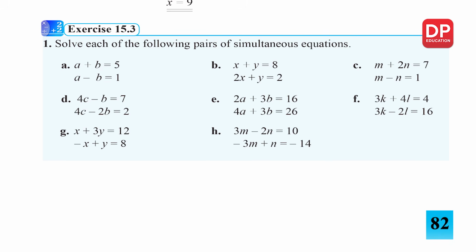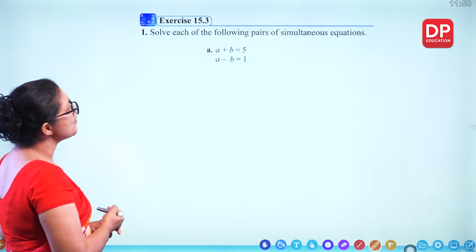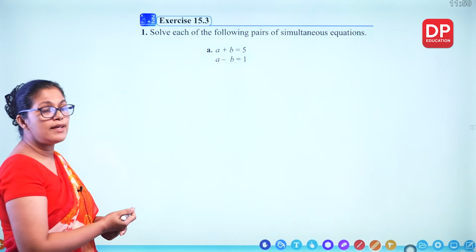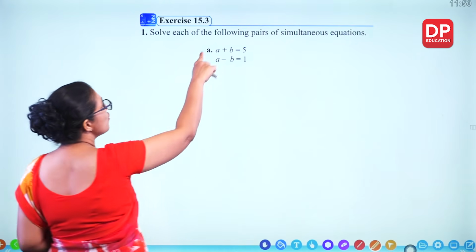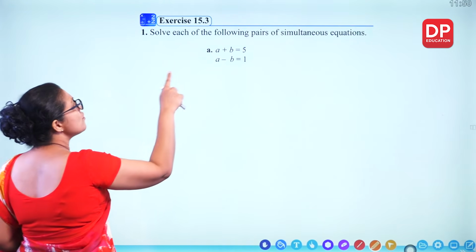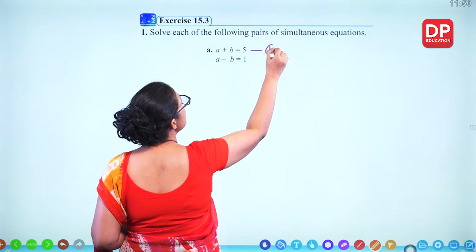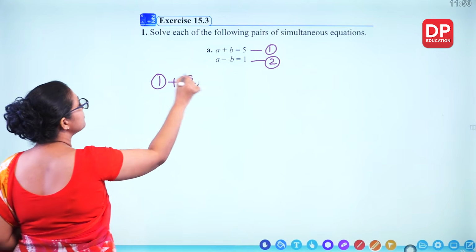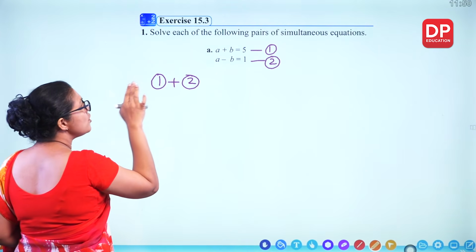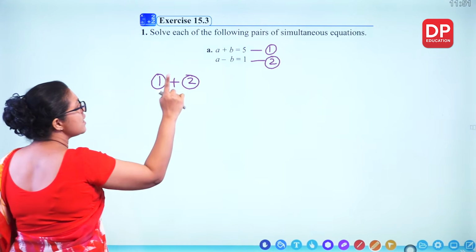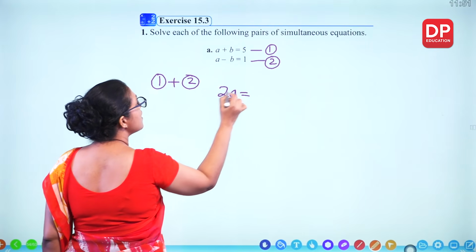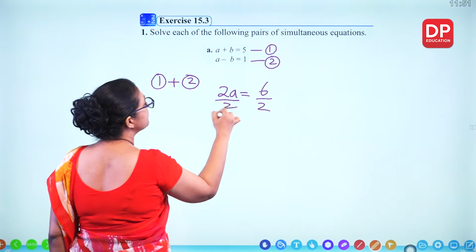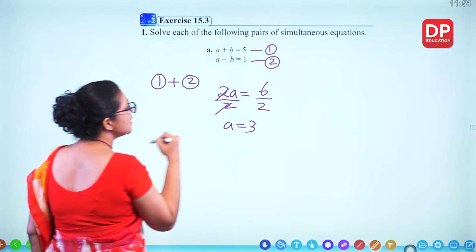Exercise 15.3. Solve each of the following pairs of simultaneous equations. Look carefully. Here also you can either add or subtract because both coefficients are the same. If you take b coefficients, signs are different, so I'll do addition to get rid of b. 1 plus 2. So when you add, b gets cancelled out. A plus a, 2a. 5 plus 1, 6. Divide this by 2. You get a equals 3.